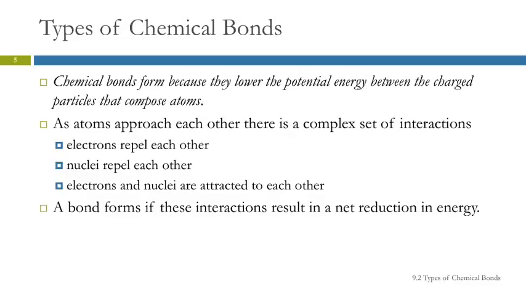We've talked about the different kinds of chemical bonds. Now we're going to talk about them in more detail. So what is a chemical bond? It is the way that atoms or ions are attached to each other in a compound. And chemical bonds form because they lower the potential energy between the charged particles that compose atoms.